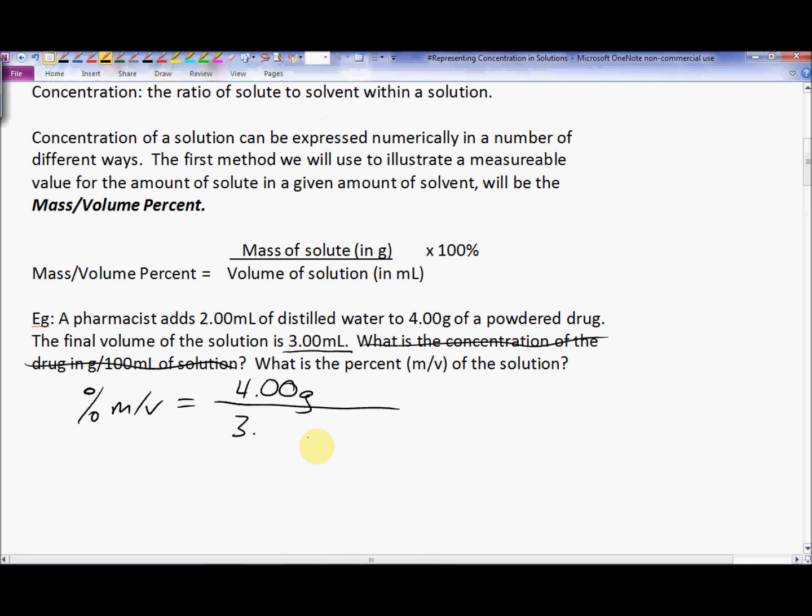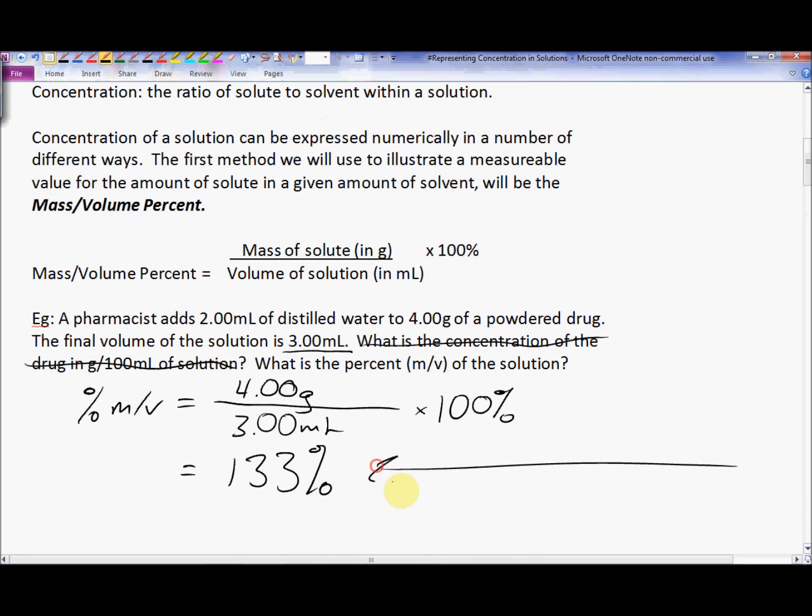So that's going to be 3.00 milliliters, and then we'll multiply by 100% to finish it off and turn it into a percentage. So this is going to be 133%. That would be a very high mass volume solution, mass volume concentration.